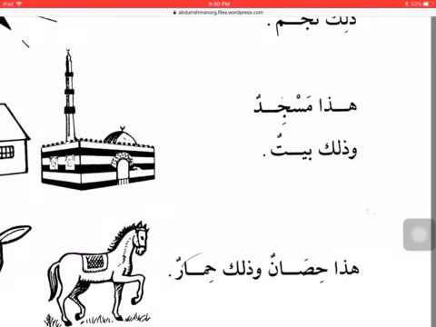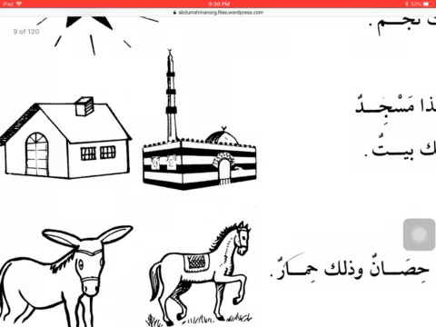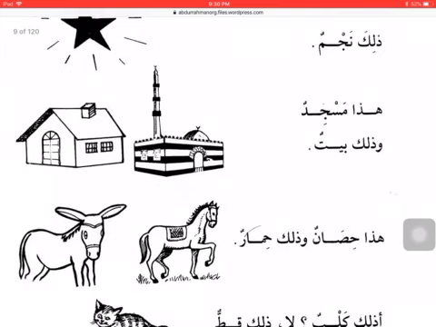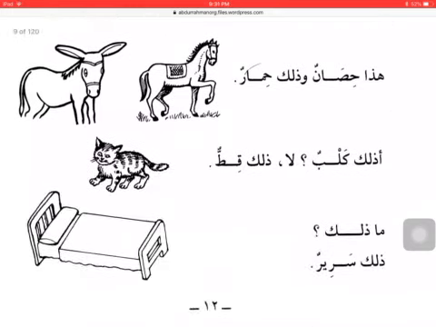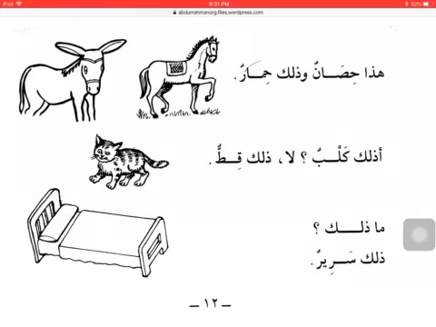Hada masjidun, this is a mosque. Wa, and dhalika baytun, and that is a house. So the masjid is closer, so you say this, hada. The house is farther, so you point towards it and you say that, so you use ذلك. هذا مسجد وذلك بيت. هذا حصان وذلك حمار.